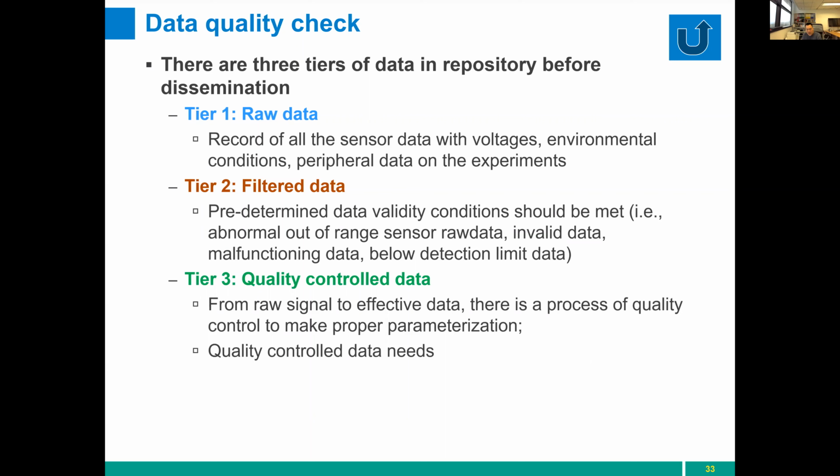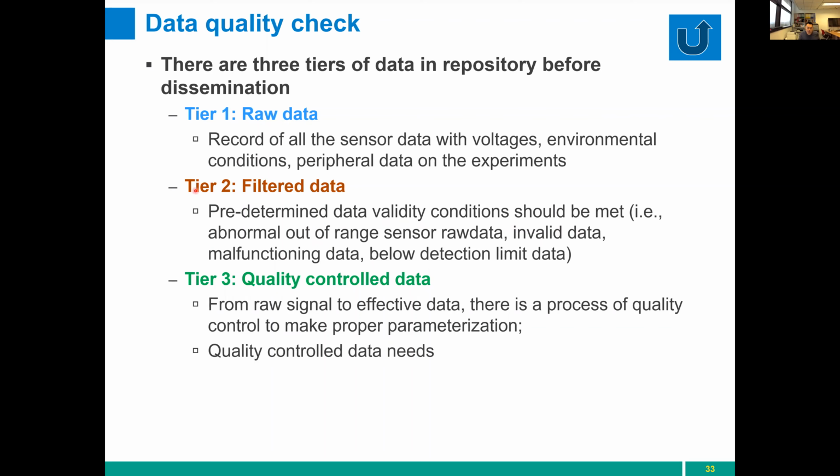So 40% relative humidity will become our criteria. But this will be inside the raw data. So the second tier we do is the filtration process. This is based on predetermined data validity conditions. For example, there is abnormal out-of-range sensor raw data, invalid data, malfunctioning data, and data below the detection limit. These are all possible since you can set up the criteria.